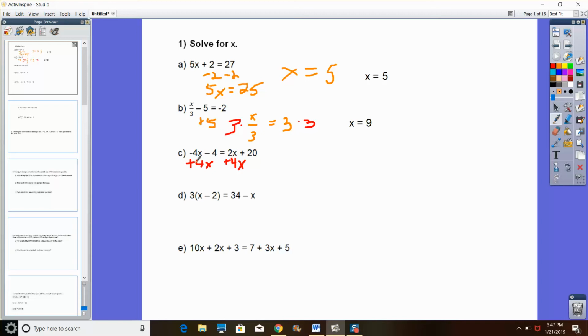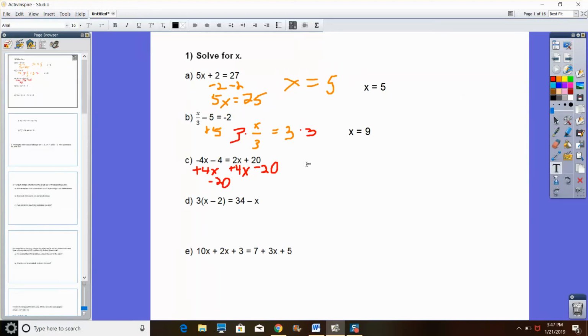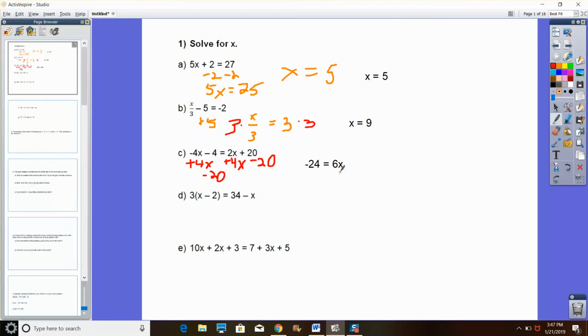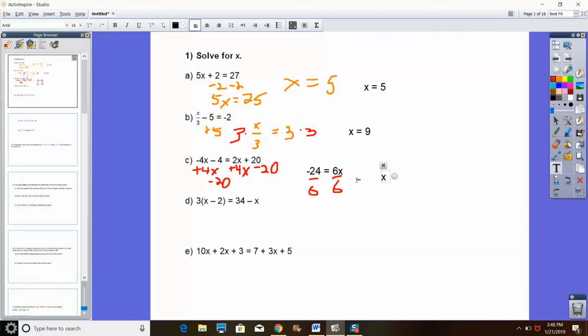And at the same time, since I moved my x to this side, I'm going to move the constant term away from this side and over to the other side. So we're going to subtract 20 on both sides. We're adding 4x to both sides, and we're subtracting 20 from both sides. That's going to give us negative 4 plus negative 20, which is negative 24, and that equals 6x. Once we get that, then we just have to divide both sides by 6. And by dividing both sides by 6, we see that x equals negative 4. So that is the solution for that one. x equals negative 4.